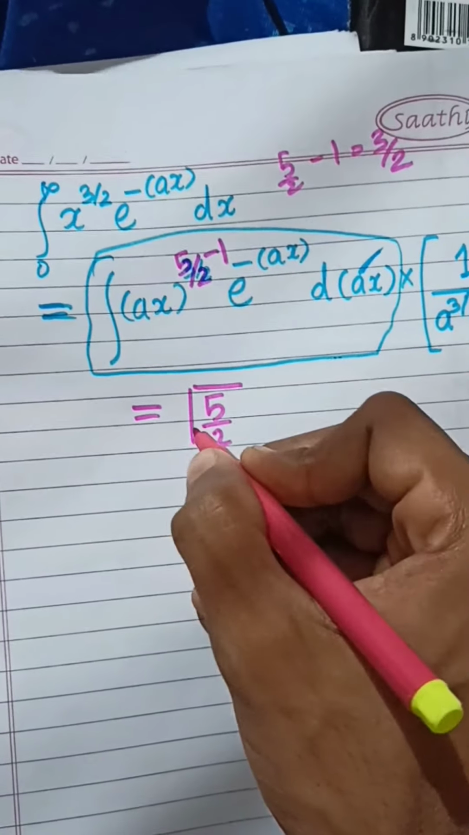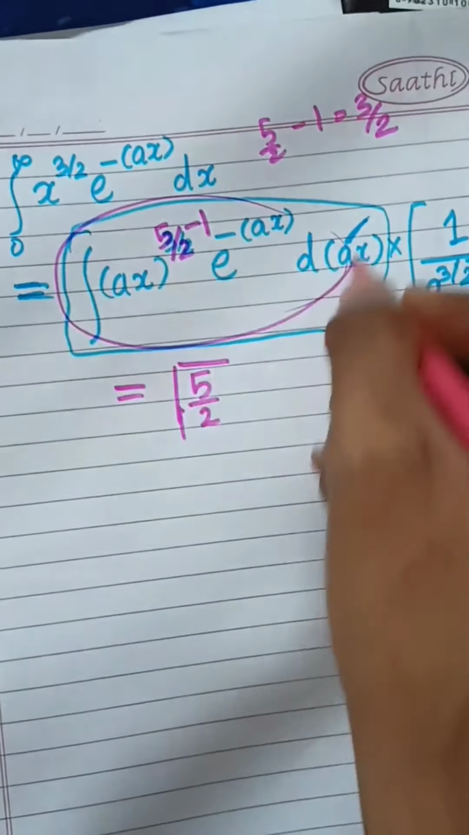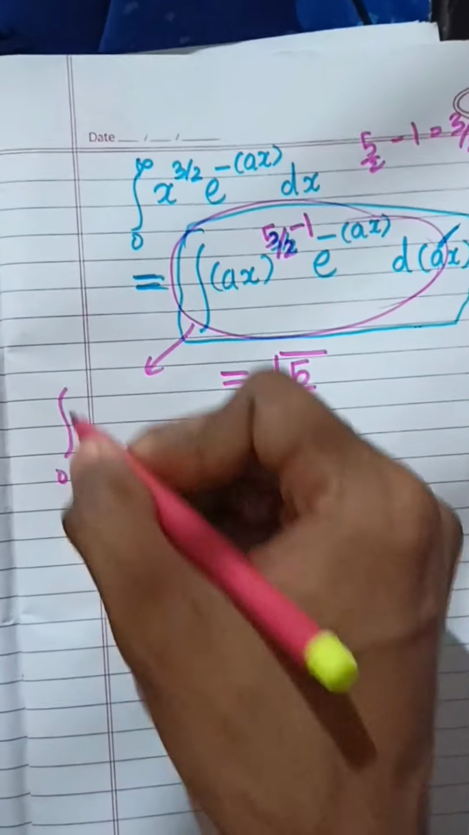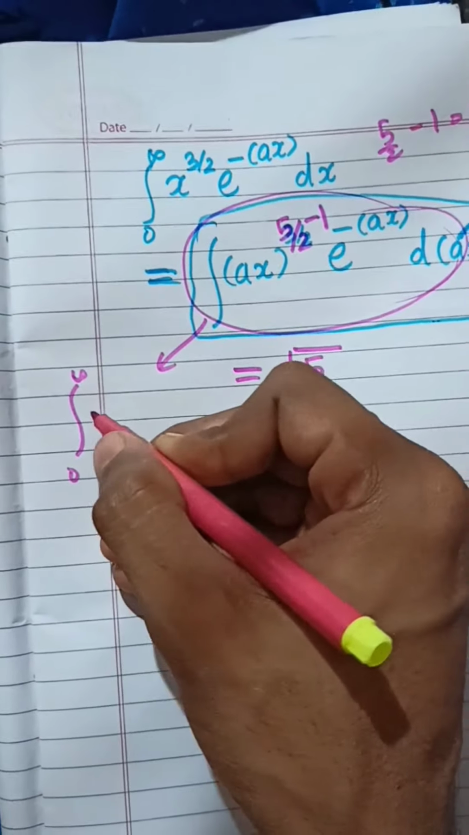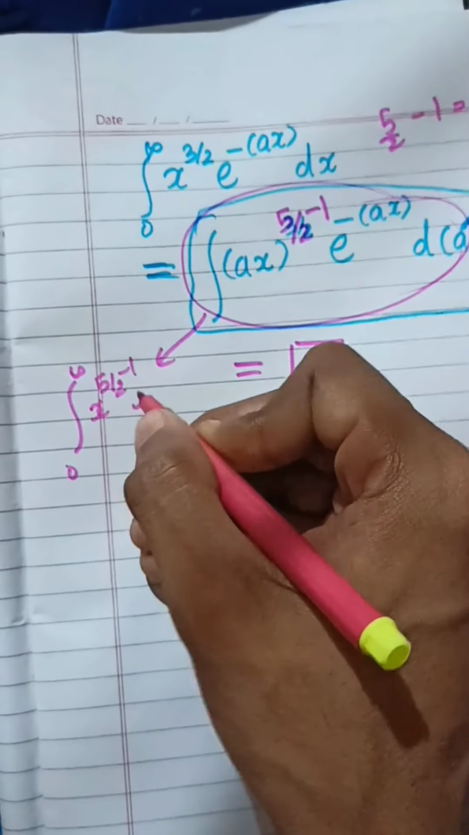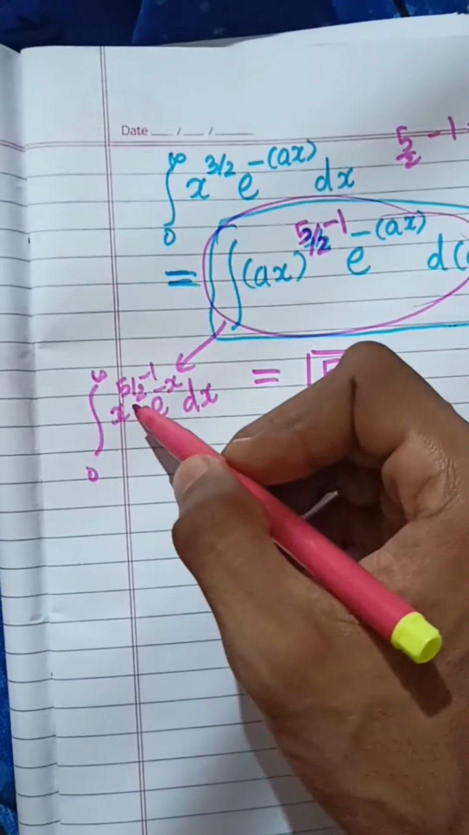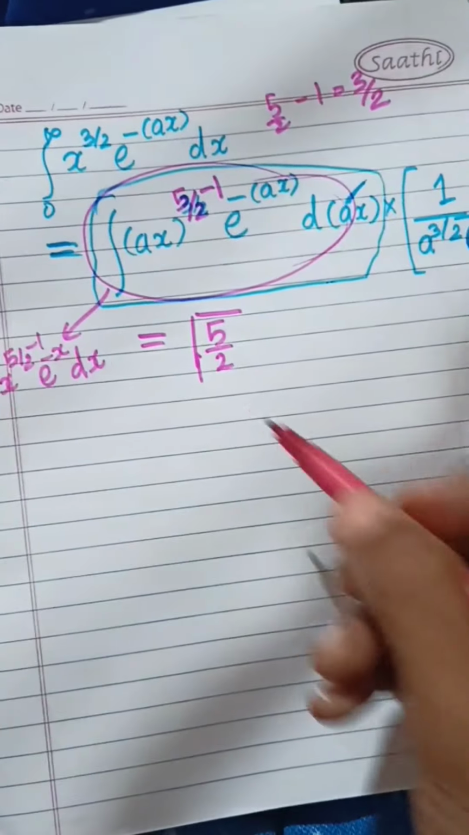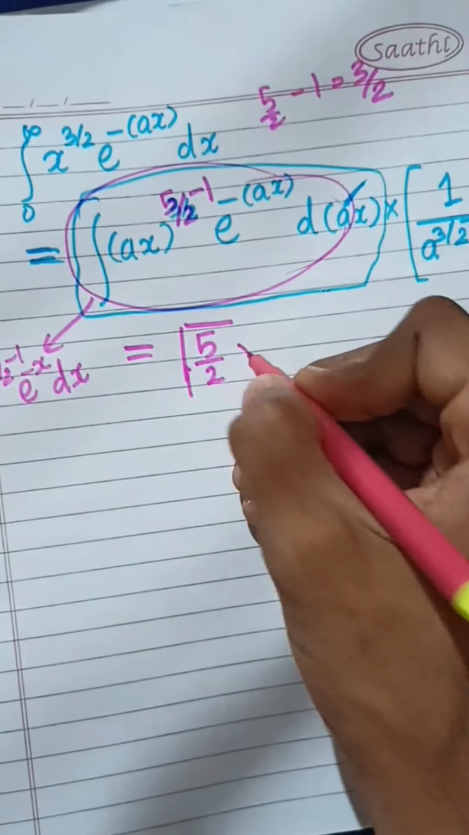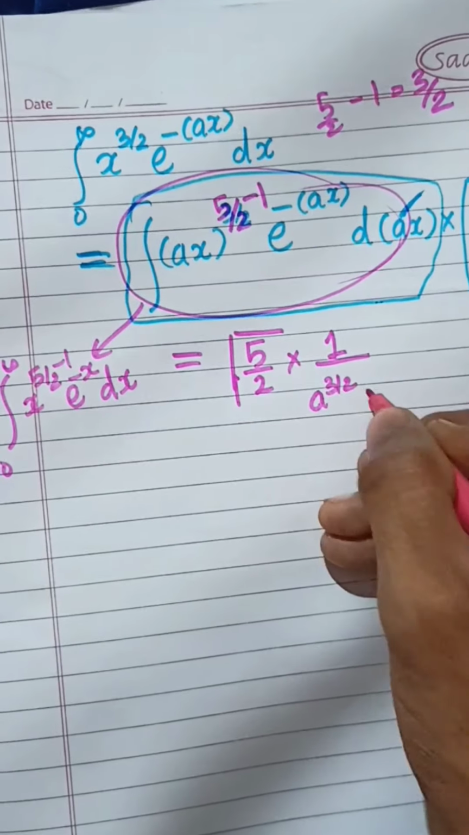So you can simply see that this expression is gamma 5 by 2, because this is actually equivalent to the integral from 0 to infinity of x to the power 5 by 2 minus 1 e to the power minus x dx. We just change the integration variable from ax to x. So that gives gamma 5 by 2 times the factor 1 over a to the power 3 by 2 times a.